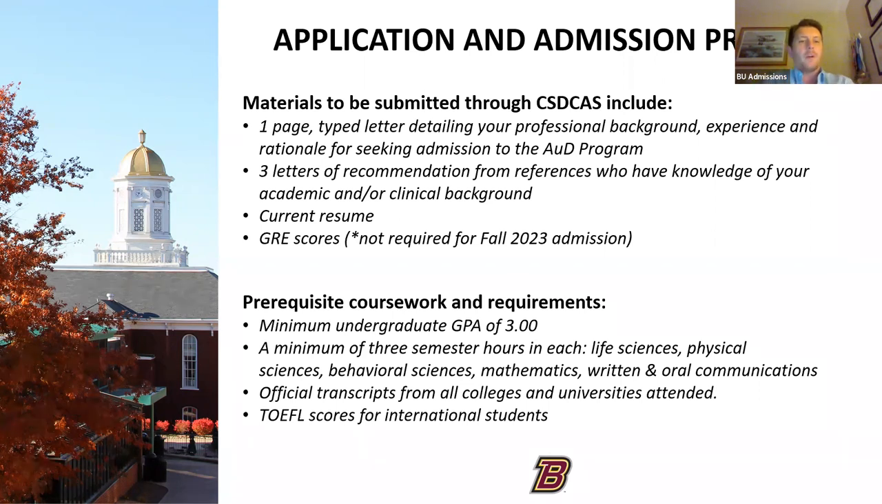And then there's the minimum graduate GPA of a 3.0, and you can see there's a minimum of 3 credits in each of the subjects listed on the screen, which I'm not going to just read off. And then we need official college transcripts from any colleges that you've attended, right? So if you start off at one school, transfer to another, and graduate from that second school, we would still need both transcripts. And then we would need TOEFL scores for any international students.